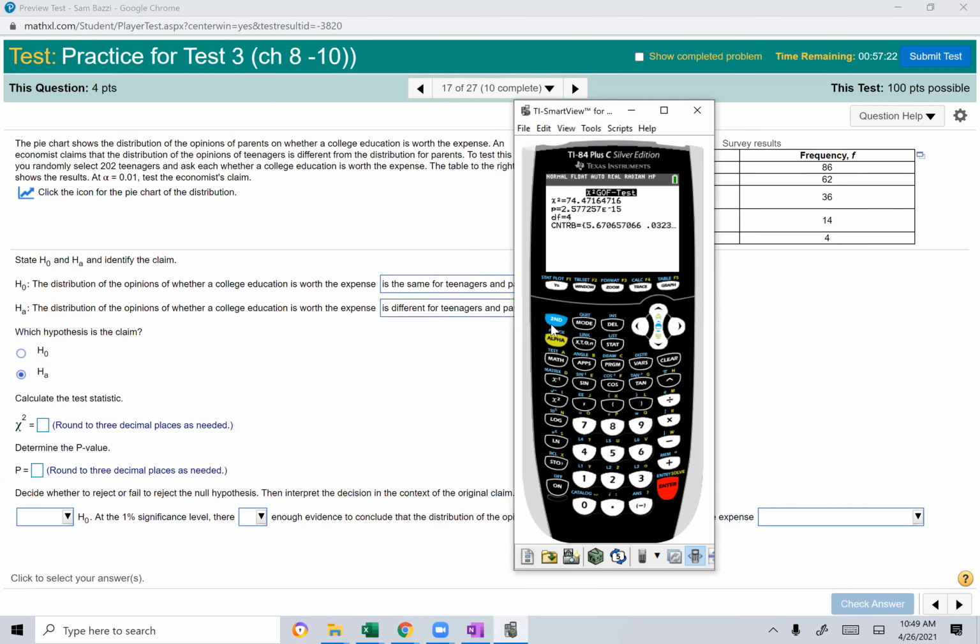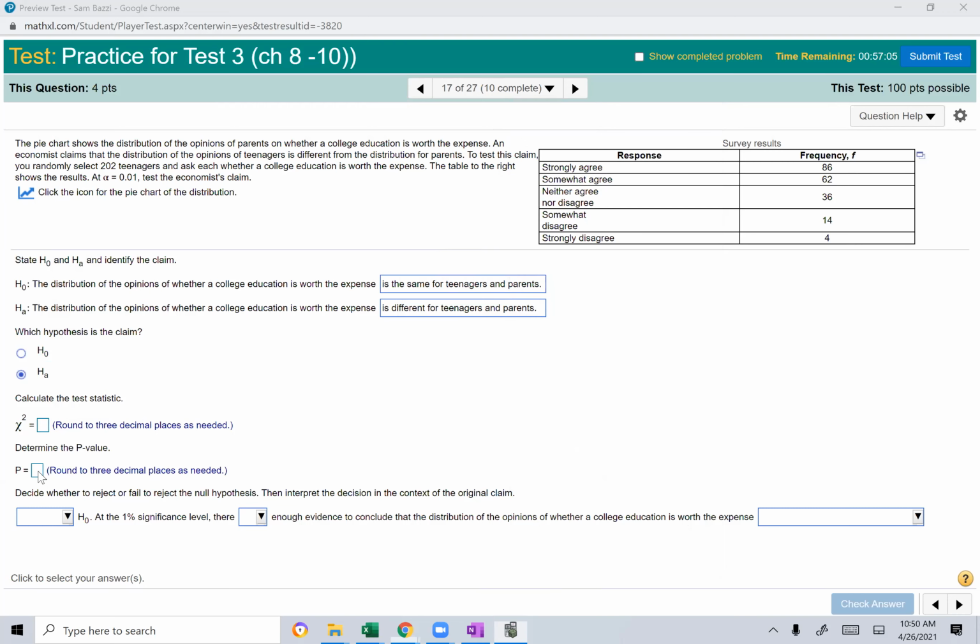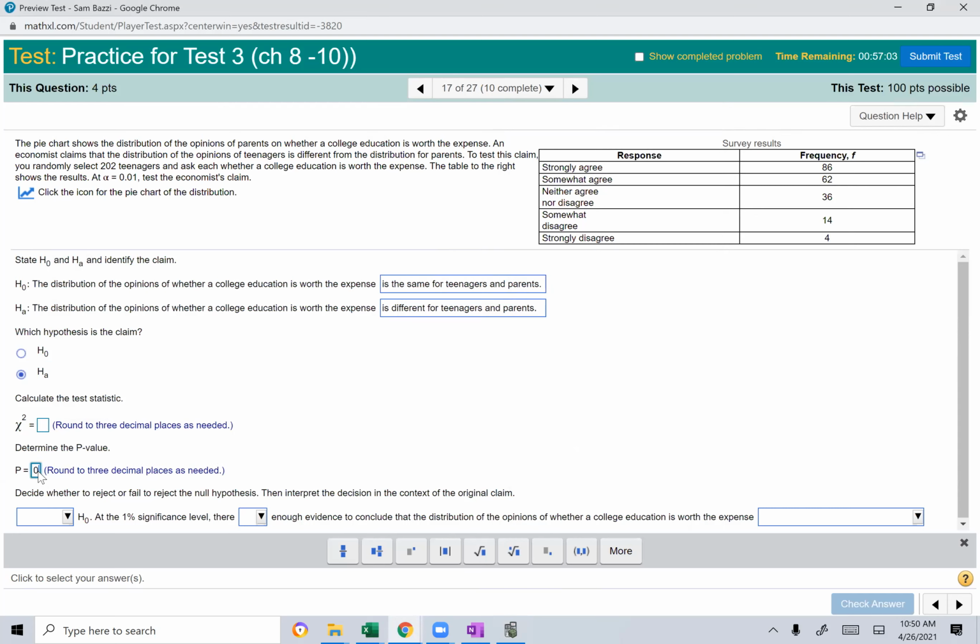And we bring the calculator back. Chi-square is 74.3472. P-value, oh, you see, E minus 15. Don't ignore that, please. Don't put 2.58, guys. That would be a big mistake. So it's 0 here.